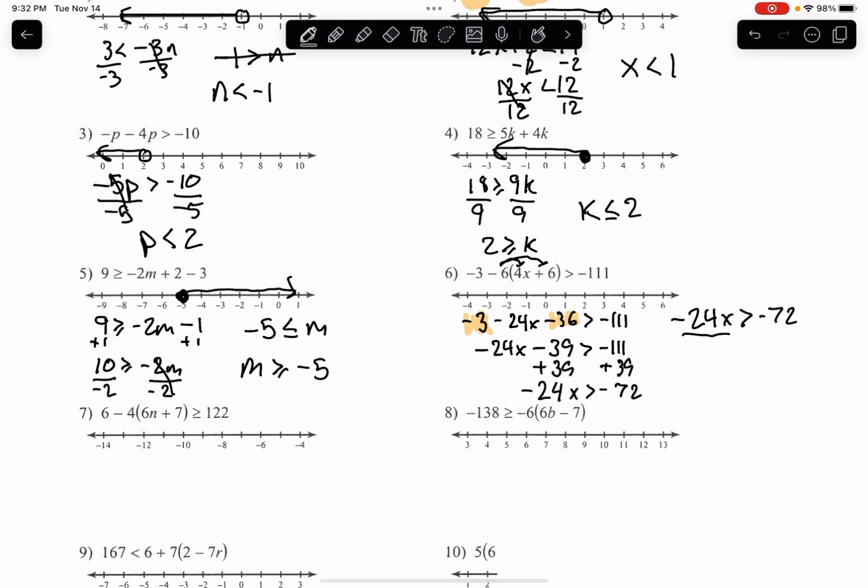So we can divide this by -24, divide by -24, and x is less than 72 divided by -24 is a -3. I flipped my sign because we divided by a negative. X is less than -3. So open circle at -3, and we want everything less going to the left.